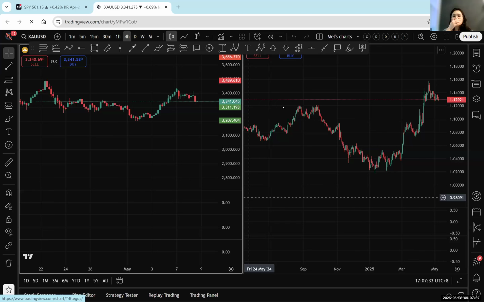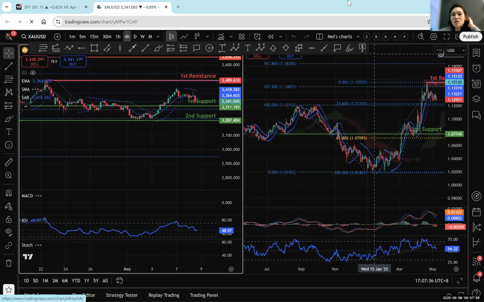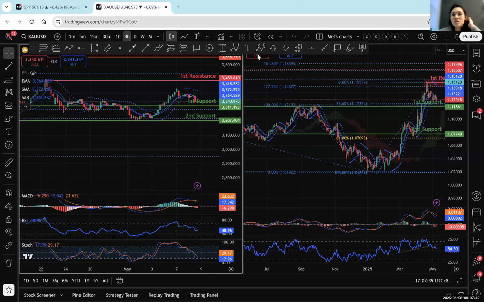So we'll start off by looking at DXY as per usual, but if you guys have any specific requests, feel free to pop them into the chat. Okay, let me share my screen. I'm gonna switch my camera off for now.